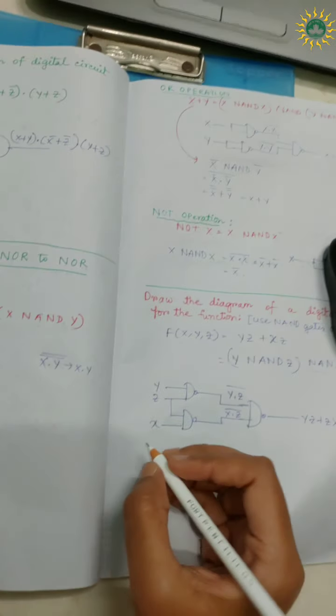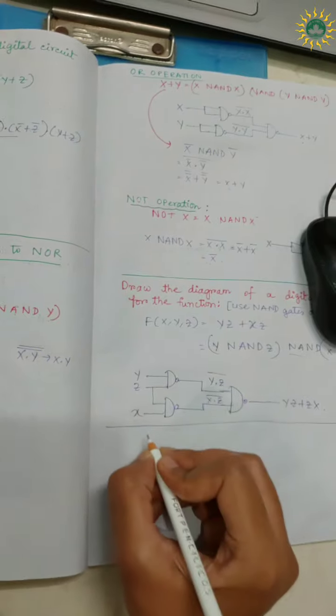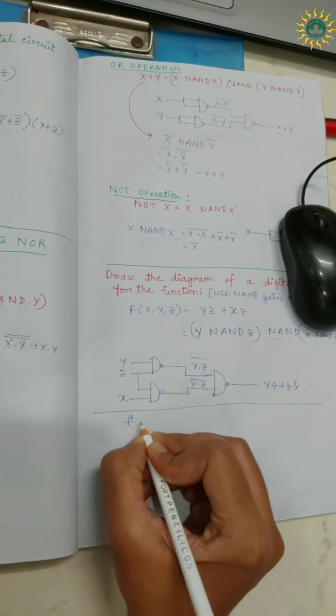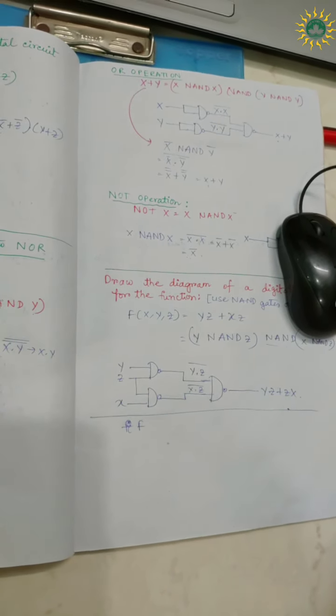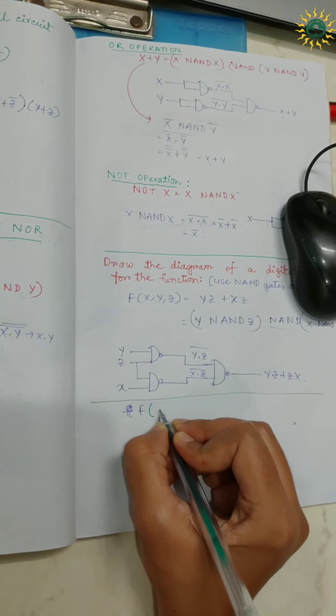Okay, this is how it's done. Let's do another one if you agree. This is the question for f, okay?